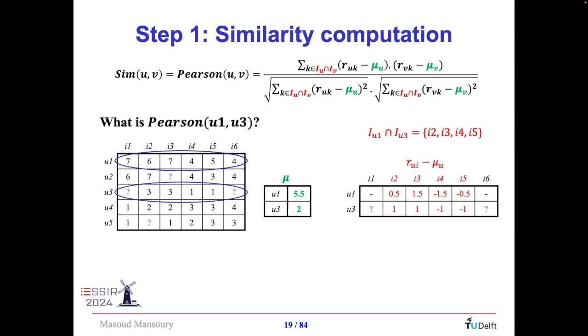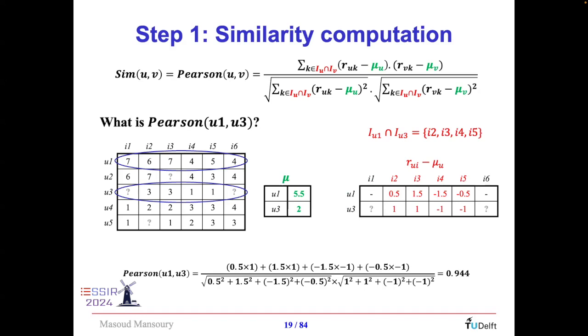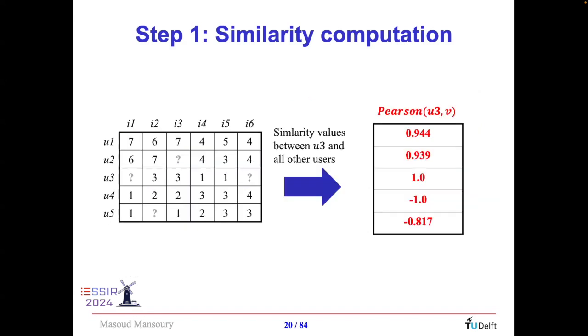And then we compute the deviation part in the equation, and by putting the numbers in the equation, we have the similarity value between these two users. As you can see, it's 0.944, which is a high similarity value between them. And for the rest of the users, we do the same. We compute the similarity value between the target user, which in our case is user U3, and all other users in the system. So this table here shows the similarity value between U3 and all other users in the system.